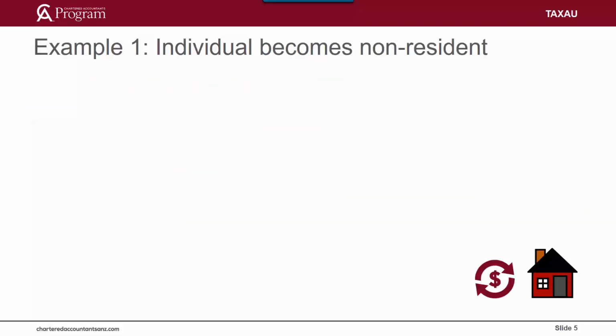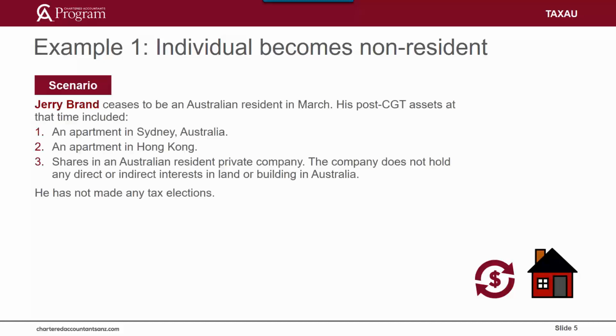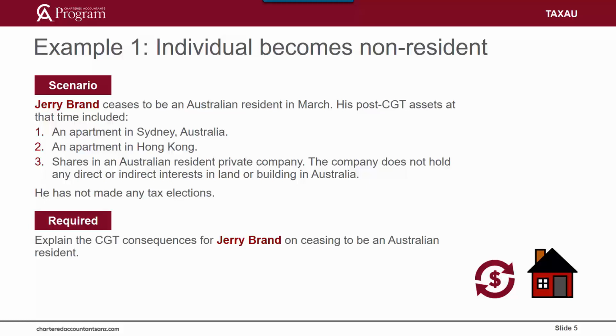So let's consider an example where an individual taxpayer becomes a non-resident. In this example, Jerry ceases to be an Australian resident in March, and his post-CGT assets at that time include an apartment in Sydney, Australia, an apartment in Hong Kong, China, and shares in an Australian resident private company that does not hold any direct or indirect interests in Australian land or buildings. You are required to explain the CGT consequences for Jerry on ceasing to be an Australian resident.